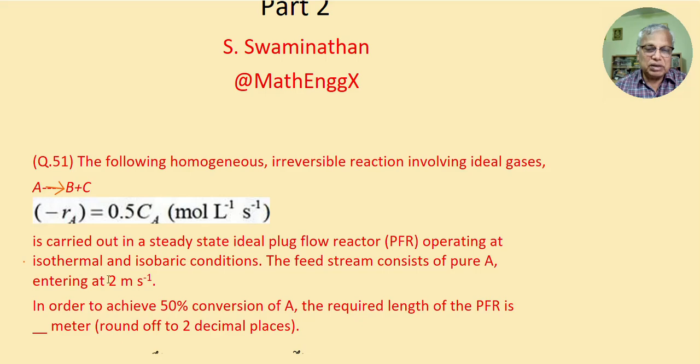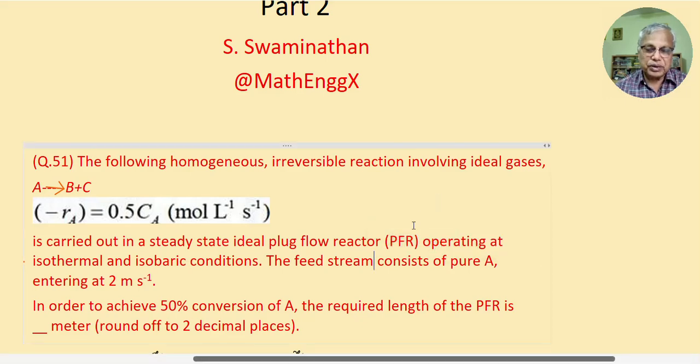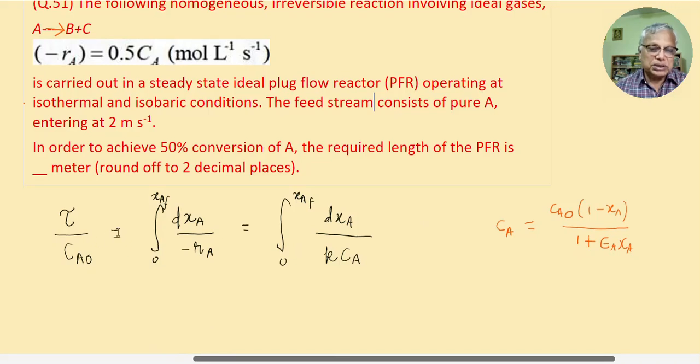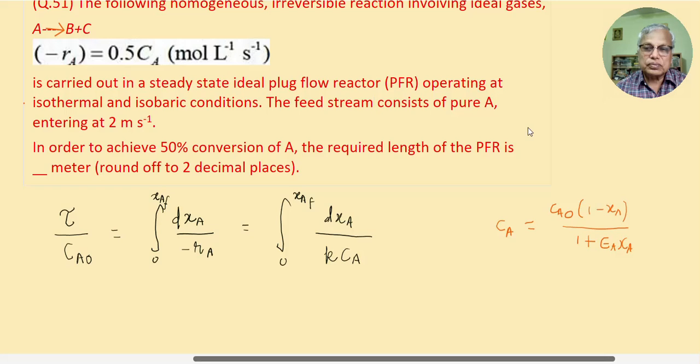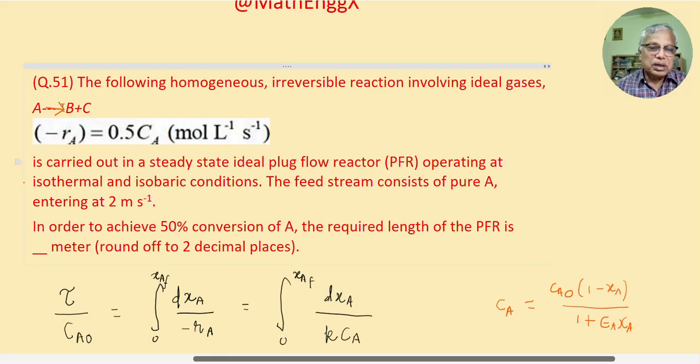What is given is the entering velocity, the linear velocity. Well, the reactor is a PFR, so this is the PFR equation: tau by C naught equals integral dXA by minus RA. And it is first order, so minus RA equals K CA. And it is a gas phase reaction, right? A gas phase reaction involving a change in number of moles. A gives B plus C. So therefore it is a variable volume reaction.